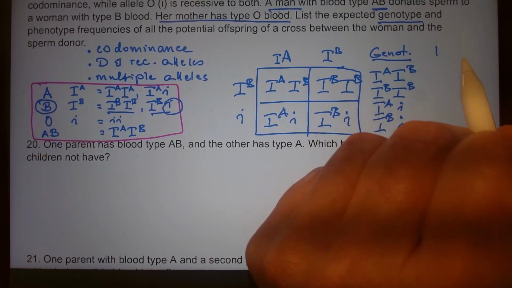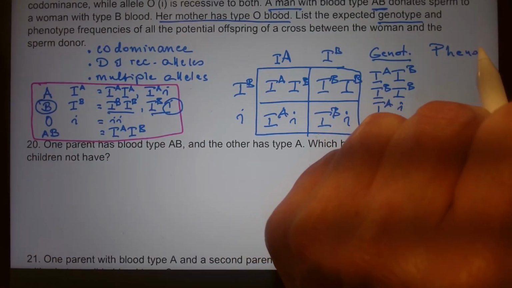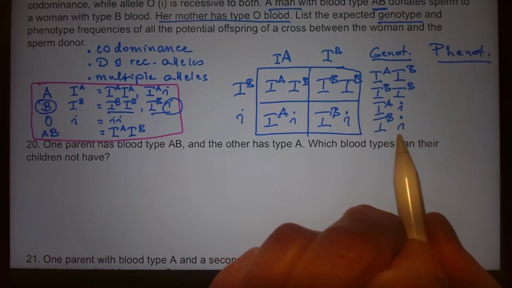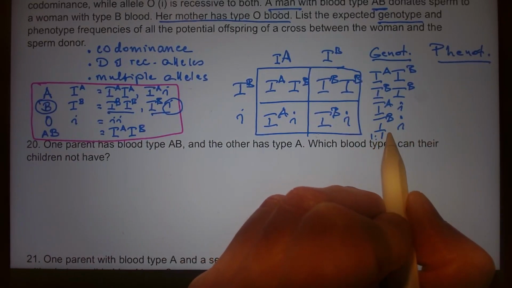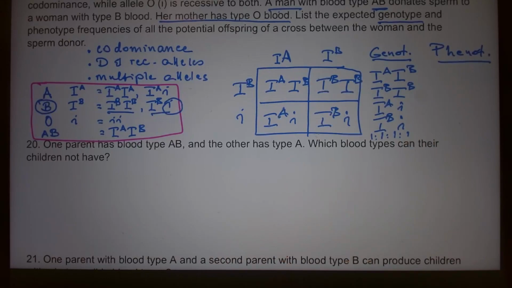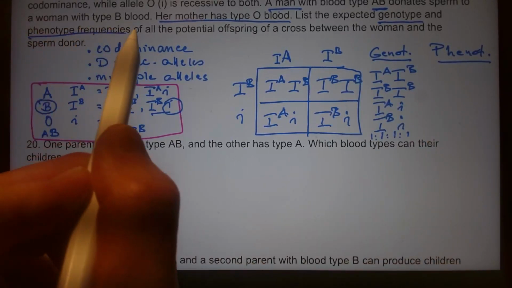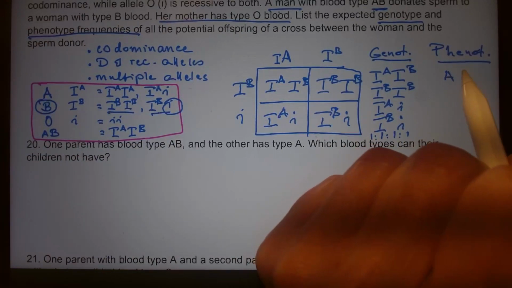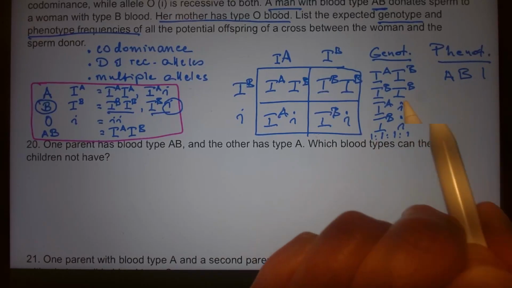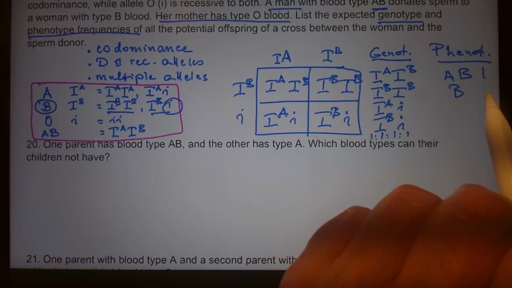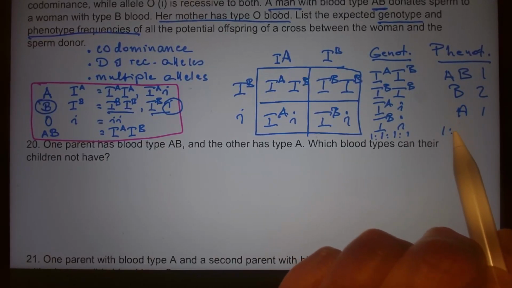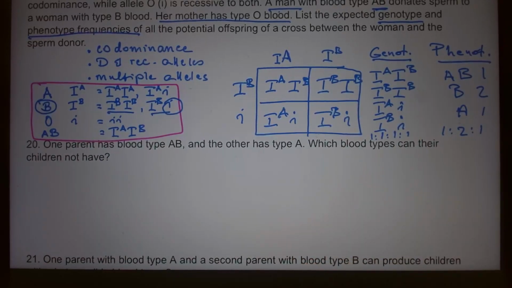For the phenotypes, and the frequency for that, 1 to 1 to 1 to 1. And it's also asked for the phenotype frequencies. The frequency is going to be AB blood 1, B is 2, and A is 1. So it's 1 to 2 to 1. Good so far?